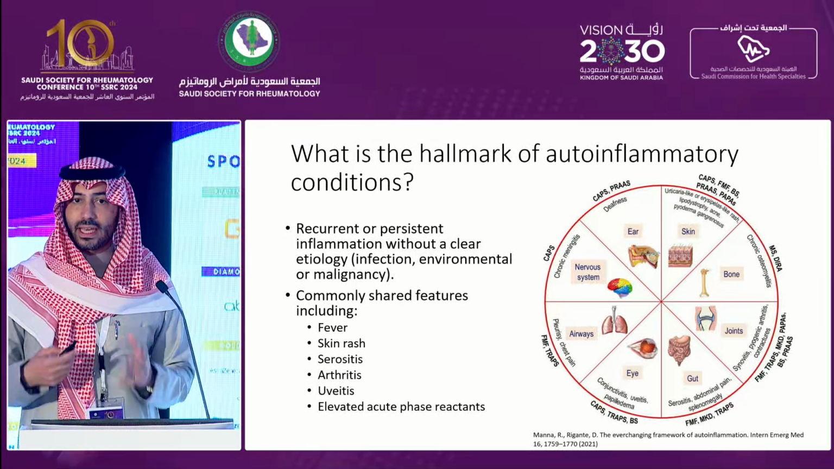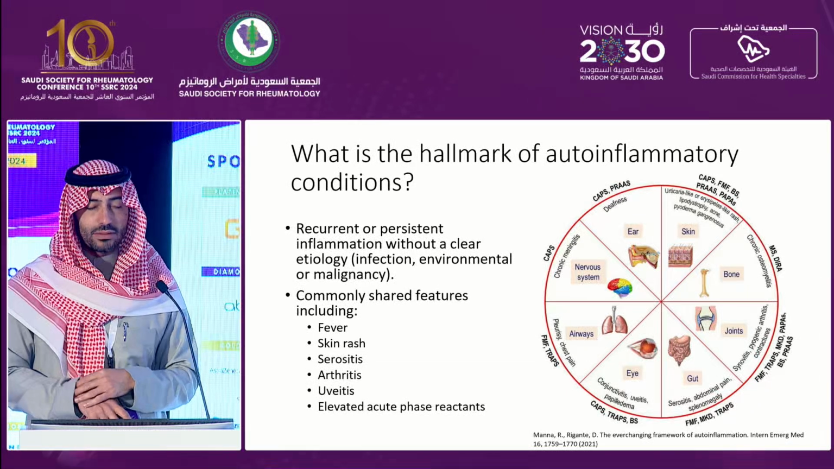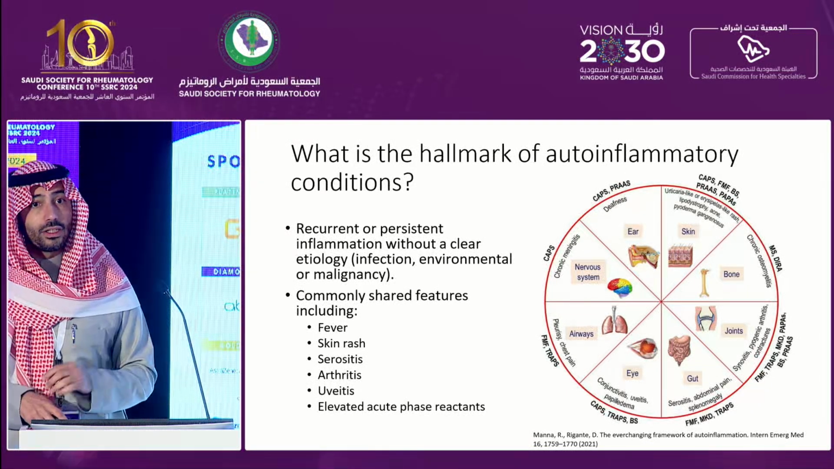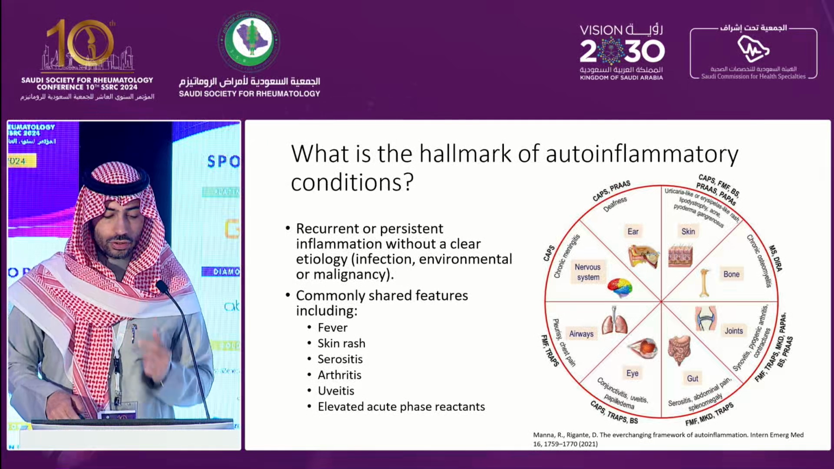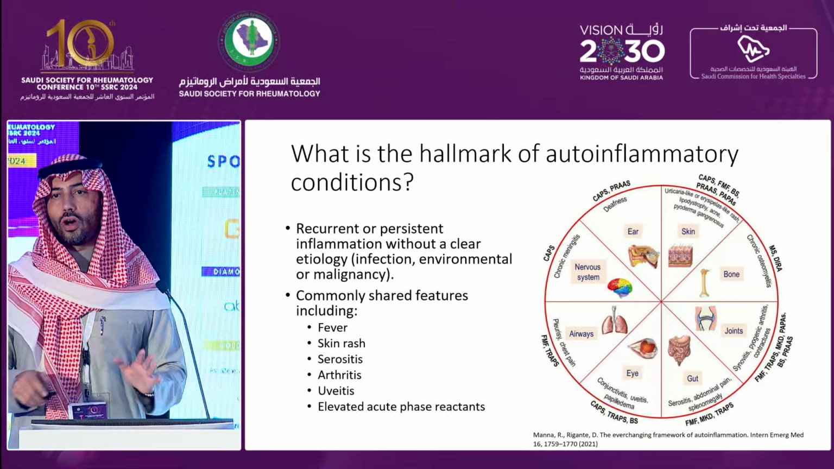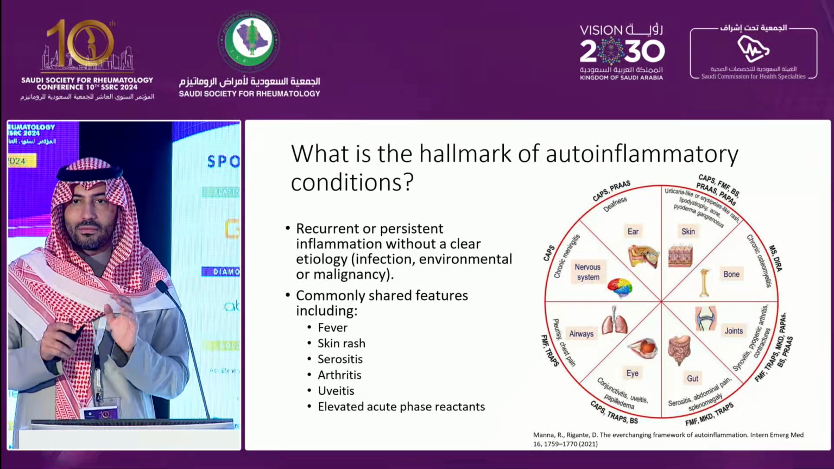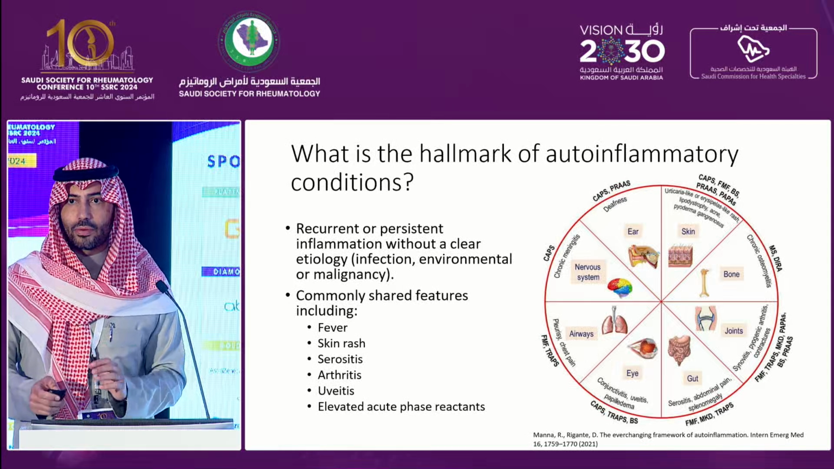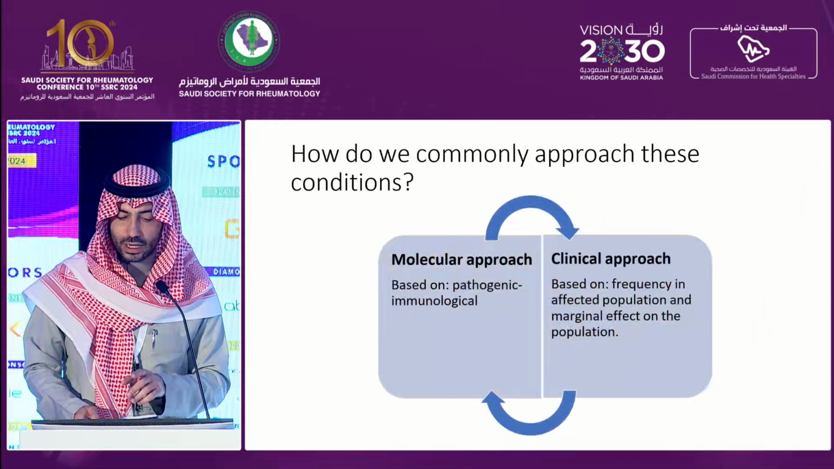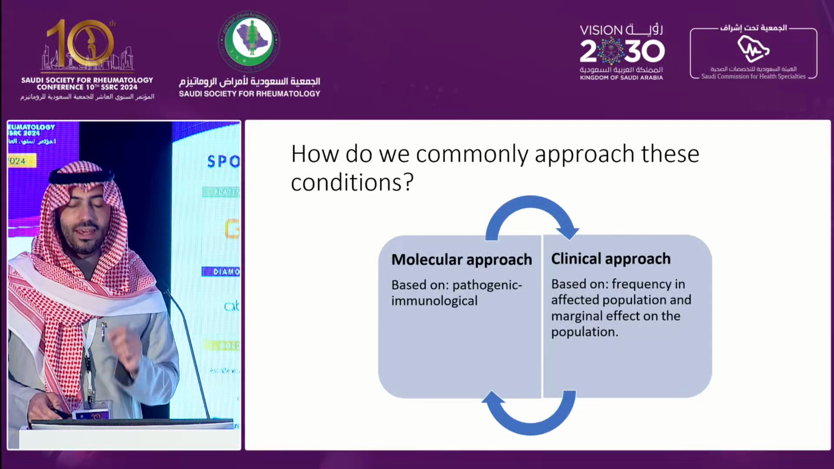You will have the skin rash. The majority of them will have an element of serositis sometimes, arthritis, as well as uveitis. And I want you to keep uveitis in mind because it also can be a silent uveitis. Almost all will have elevated acute phase reactants, so make sure that that is an important feature of the autoinflammatory. I'm not going to go into the details because of the time, but here is the proposal.